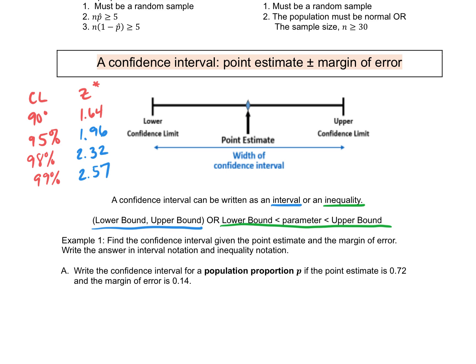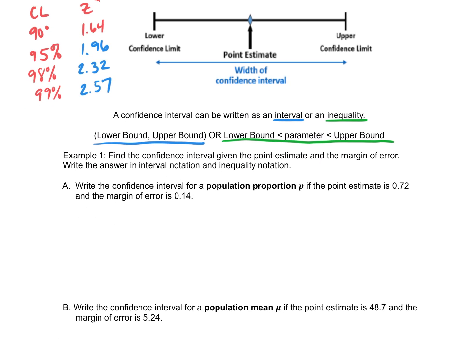All right, so example one. So here's some very basic questions. Find the confidence interval given the point estimate and the margin of error. Write the answer in both interval notation and inequality. So write the confidence interval for a population proportion P if the point estimate is 0.72 and the margin of error is 0.14. So that's saying the point estimate, the middle, is 0.72. Your margin of error, your high and your low, is 0.14 above and 0.14 below. So you're adding and subtracting: 0.72 minus 0.14, 0.72 plus 0.14.